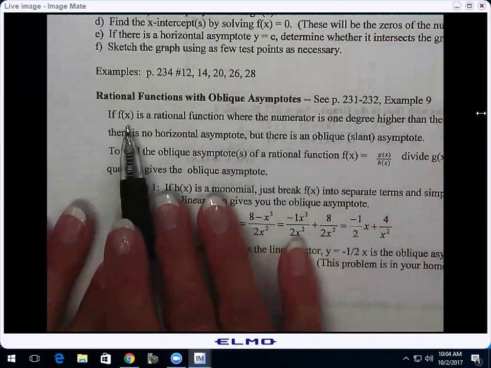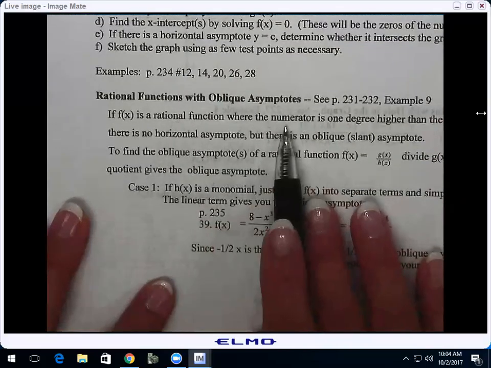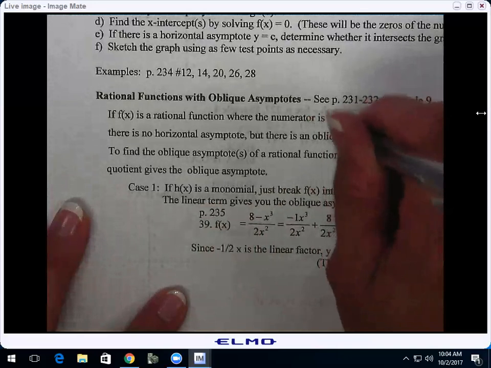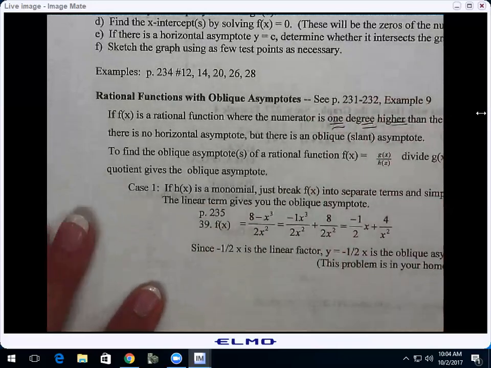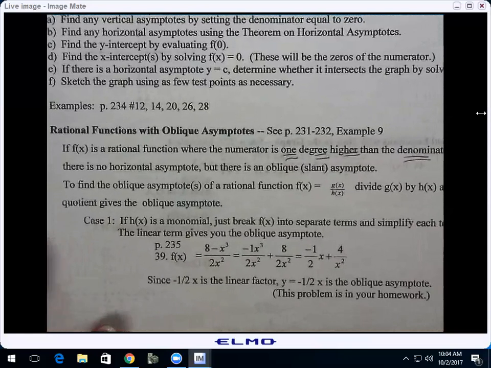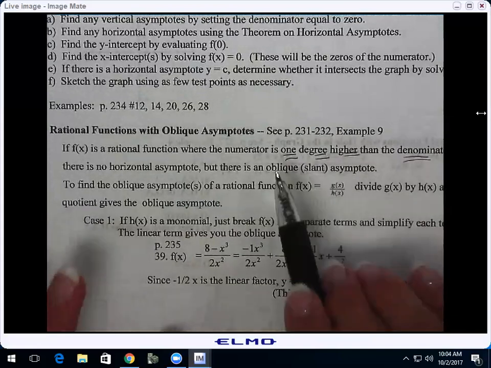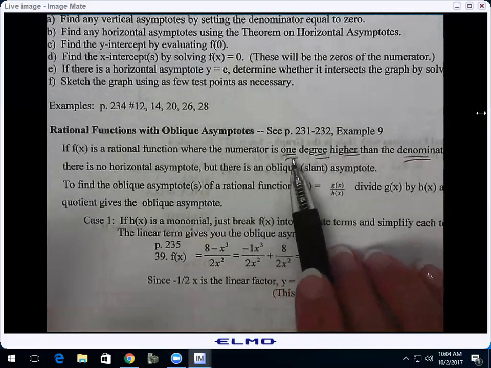If f of x is a rational function where the numerator is 1 degree higher than the denominator. We've already said if the numerator is a higher degree than the denominator, there's not going to be a horizontal asymptote. But there is an oblique asymptote if the numerator is just 1 more than the denominator.